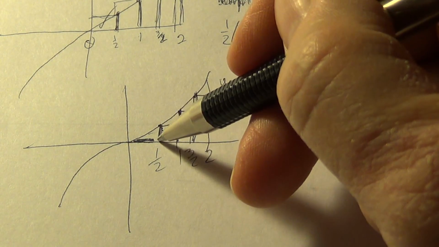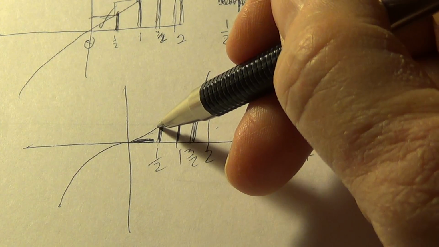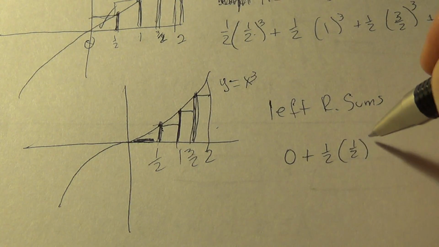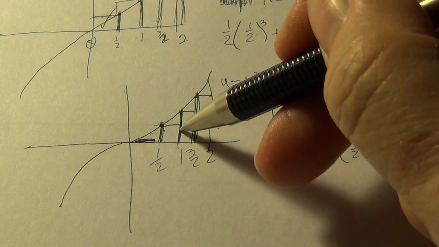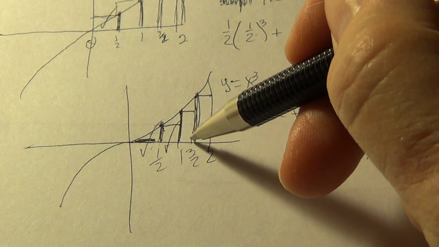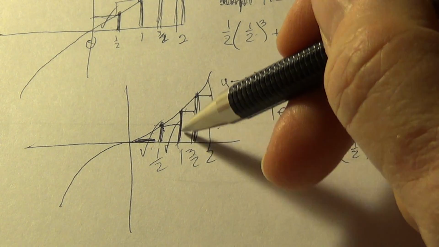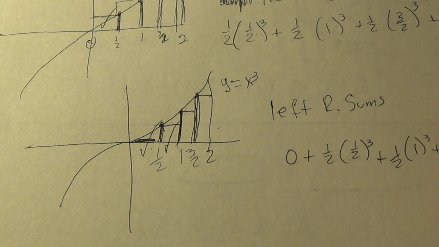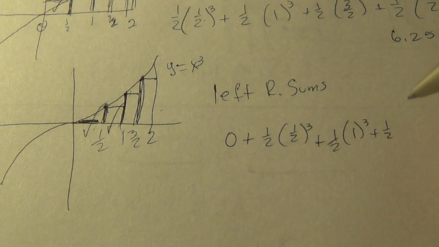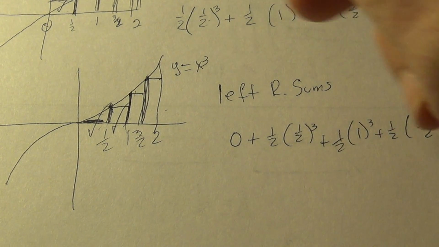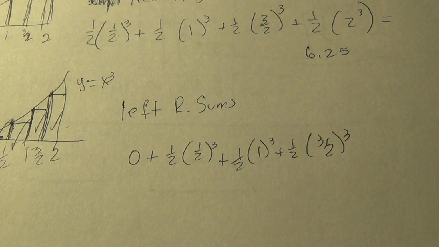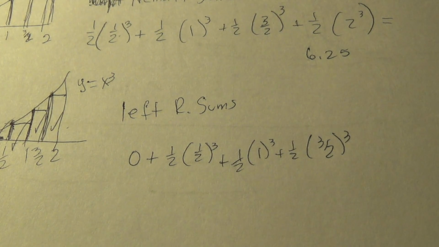This one is 1/2 long and it's 1/2 high evaluated in the function. So it's 1/2 times 1/2 cubed. Then I'm going to put in 1. Well, it's 1/2 times 1 cubed, and then 1/2 times 3/2 cubed. So I think that's the end. When I calculated that, I got 2.25.